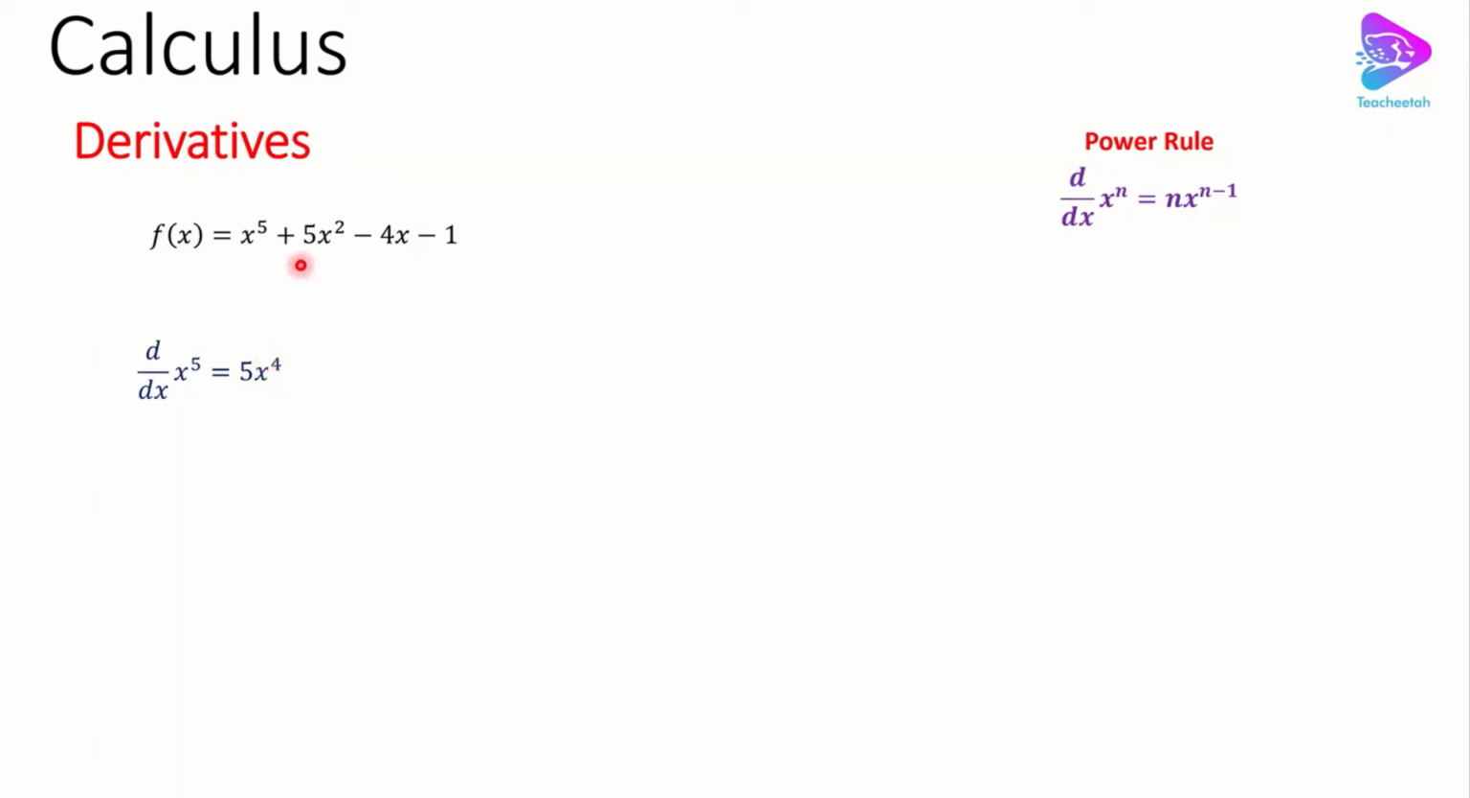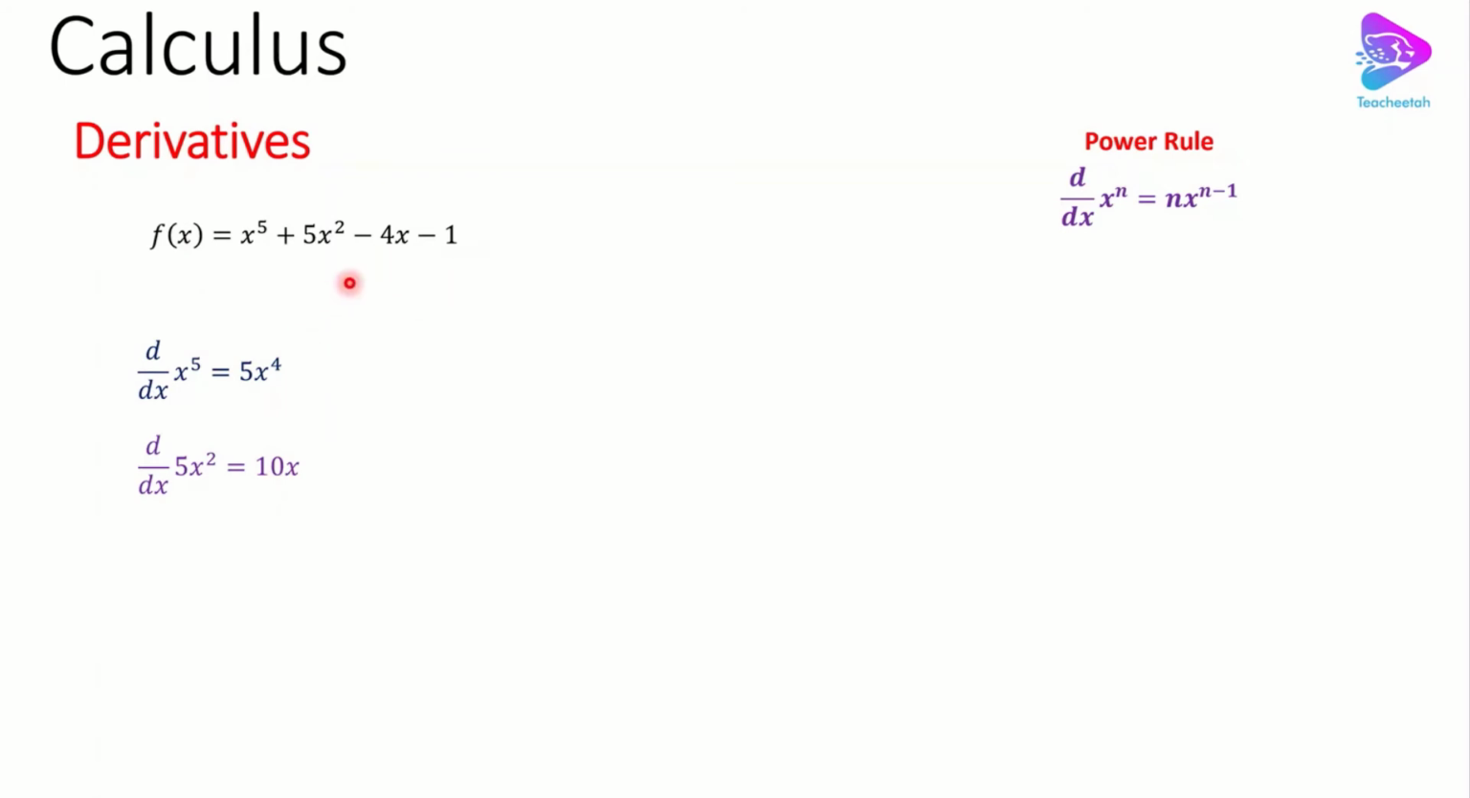Let's look at the second term, which is 5 times x squared, and in order to find the derivative of this term, again we have to use the power rule. Based on the power rule, we have the constant 5, and if we bring this 2 to the front, it's going to be multiplied by this 5, so it's going to be 10. If we reduce the power of 2 by 1, it's going to be 1, so the final answer for this term is going to be 10 times x.